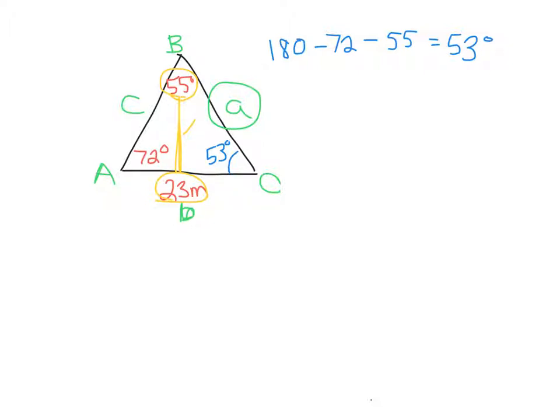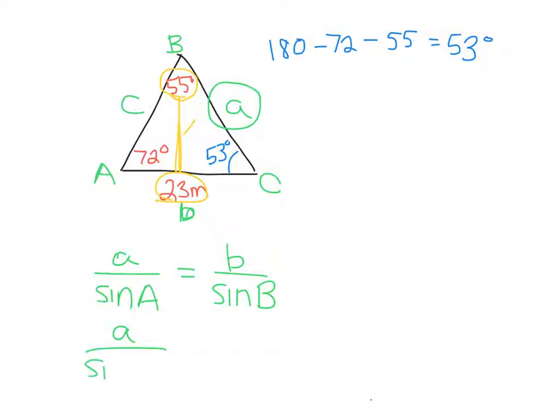If I'm trying to figure out if sine law is going to work out, I have to have one completed ratio. So if I'm trying to find side A, then I'm going to use side B and angle B to help me. I'm just going to use these two ratios. A over sine A equals B over sine B. So I'm going to sub in: I don't know what side A is, and angle A is 72, side B is 23, and angle B is 55.